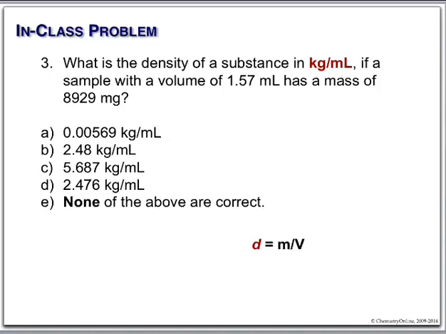Let's go ahead and just do it the simple way. Density is mass divided by volume. So we have a mass and we have a volume. Plug it in. 5687 milligrams per mL. That's a density, isn't it? How many kilograms per mL is this?